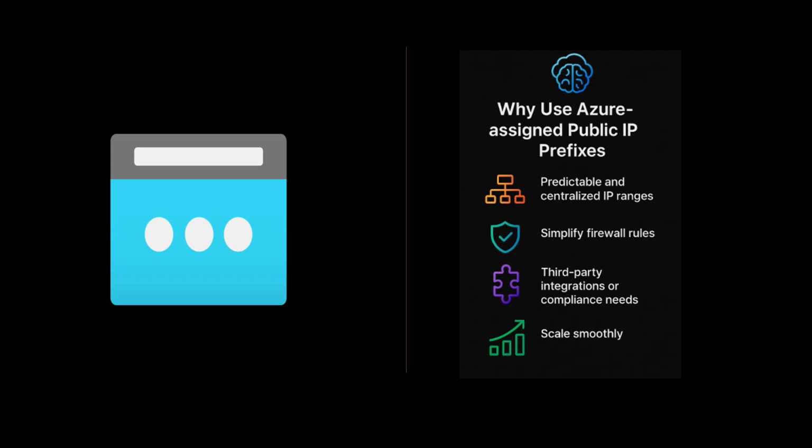If you are working with third-party vendors or facing compliance requirements, having a fixed whitelisted range of IPs makes integration smoother and approvals faster. And as your infrastructure grows, assigning IPs from a known reserved block helps you scale confidently and without surprises. These IPs come from Microsoft's global public IP space, but once assigned, they are fully yours to manage. You can even spread them across multiple availability zones, giving your services the high availability and fault tolerance they need.